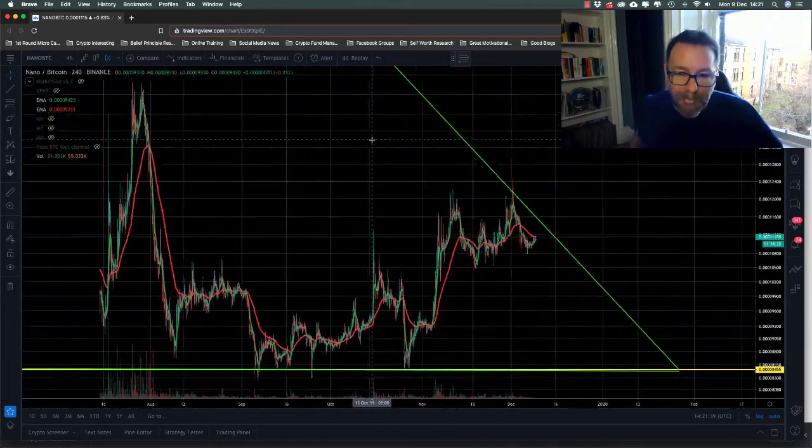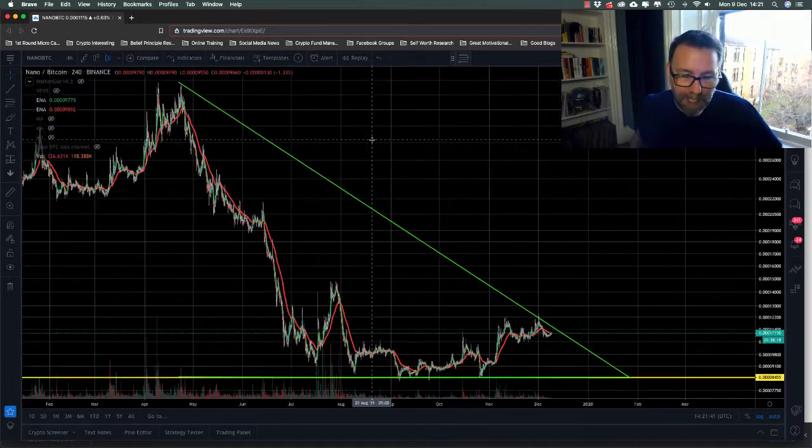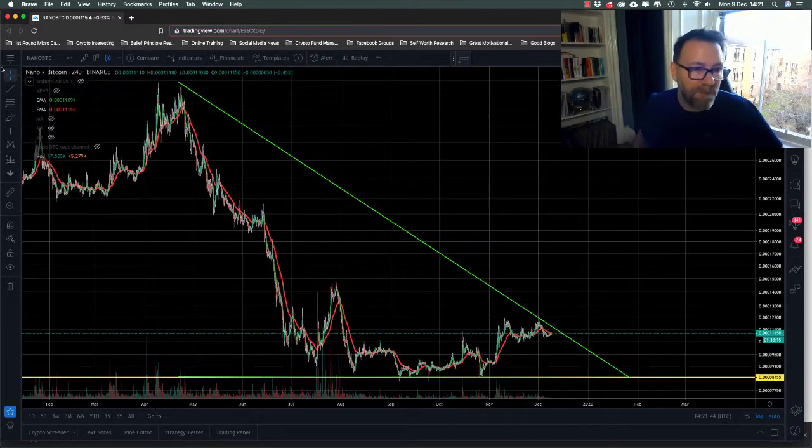Fundamentally, I don't know too much about Nano, if I'm being really honest, so I can't say what it's like fundamentally. This is a 4-hour structure for this kind of triangle, the descending triangle we're looking at.